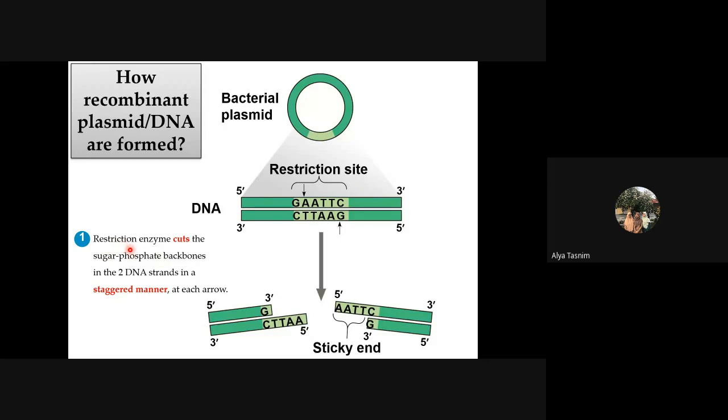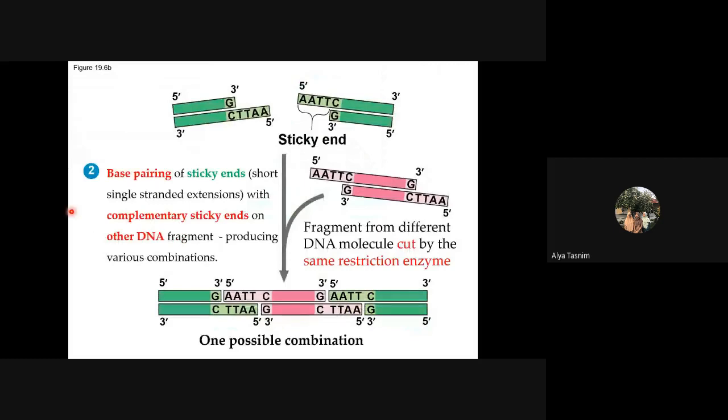Okay, cut the restriction site using restriction enzyme at the sugar phosphate backbone in the 2 DNA strands in a staggered manner. Because the site is GAATTC, it is cut by EcoR1 in a staggered manner, producing sticky ends. So this produces double-stranded restriction fragments with sticky ends. Okay, so next, this is the plasmid that you have cut. So you have a gap between the plasmid.